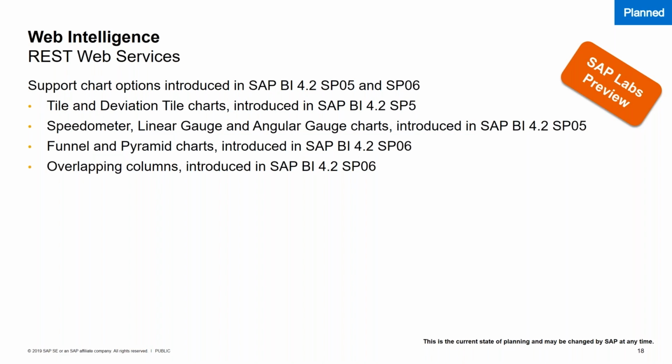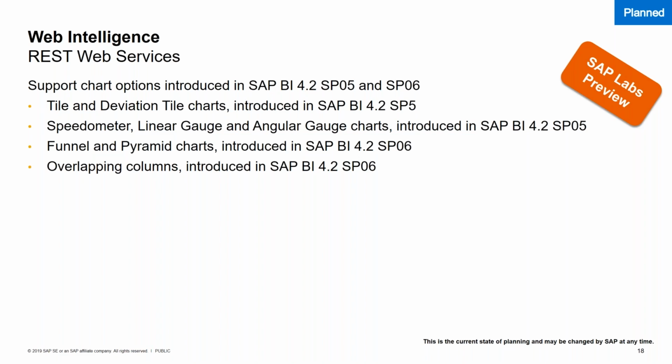So that's all I have for Web Intelligence innovations or enhancements for the 4.2 Service Pack 7. And before I mention the other enhancements we have for the semantic layer, I think you're going to do a small survey. So I'm going to stop here.